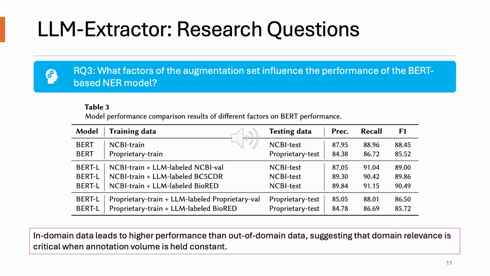To assess the impact of data source or domain, we compare augmenting the proprietary training set with LLM-labeled data from two sources: the in-domain proprietary validation set and the out-of-domain BioRed corpus. As shown in the table, in-domain data gives higher performance, with F1 of 86.5 versus 85.72 for out-of-domain. This suggests that domain relevance is critical when annotation volume is held constant.